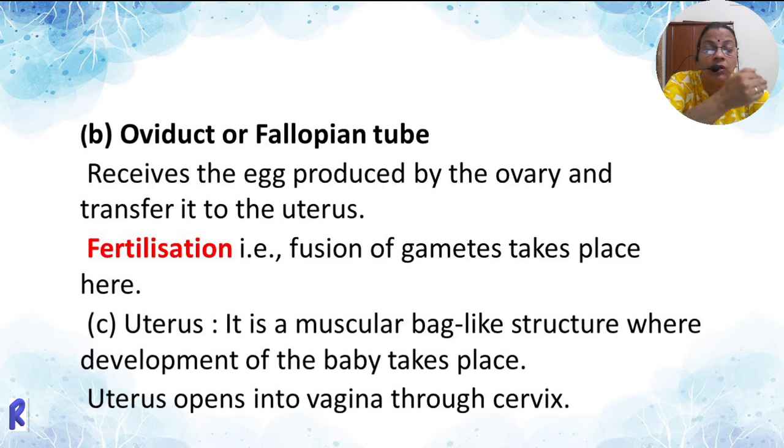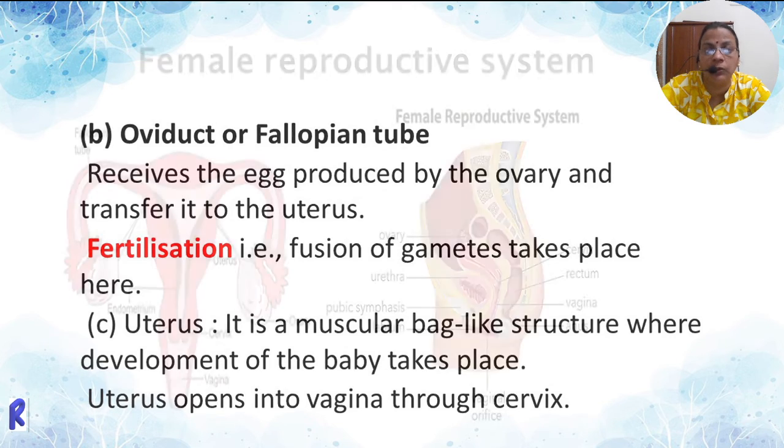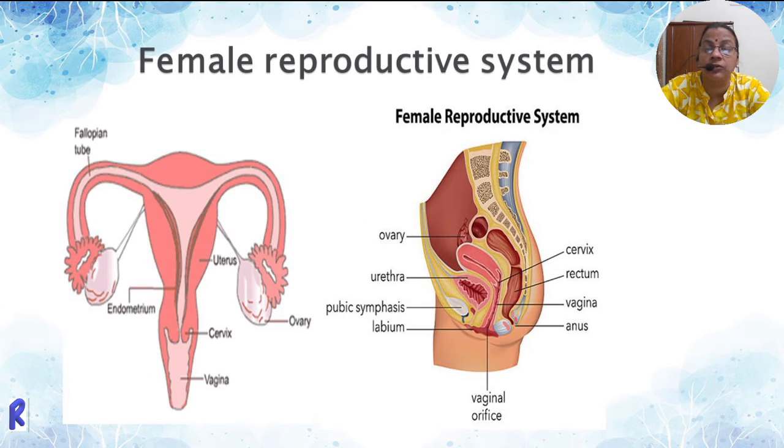The uterus is followed by a region called the cervix. The mouth of the uterus is called the cervix. The cervix opens out through an opening, the external genitalia, which is called the vagina. So here we will explain the structure with the help of a diagram. The female reproductive system consists of a pair of ovaries.